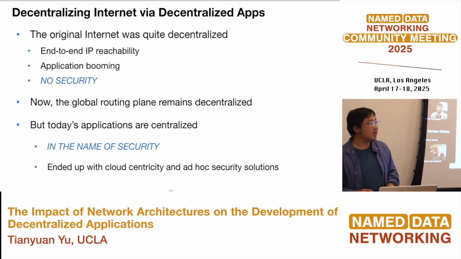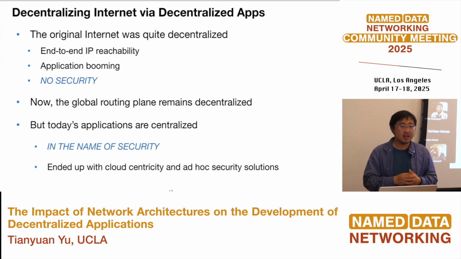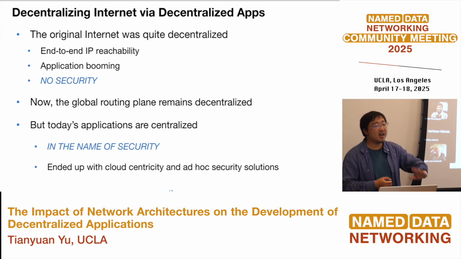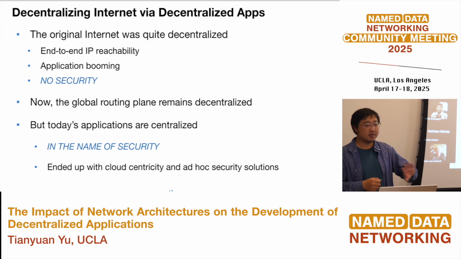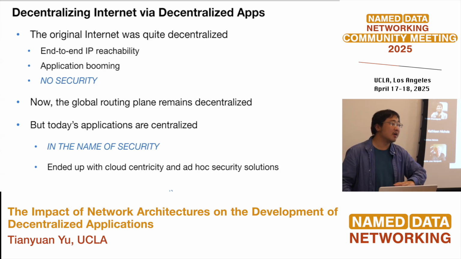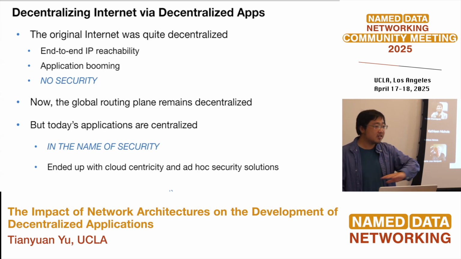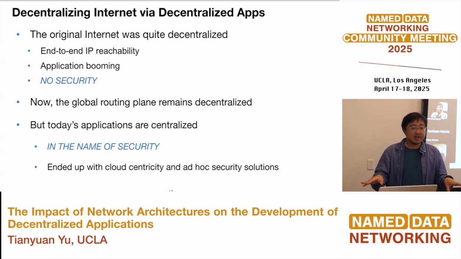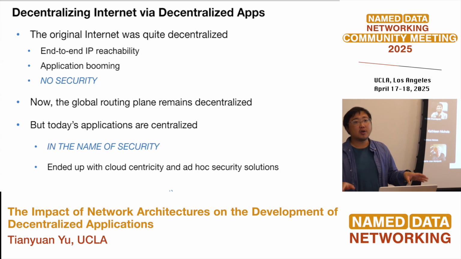So looking back, the original internet is quite decentralized. You just have end-to-end IP reachability. The only bad thing, or one of the bad things, is it has no security at the beginning. After many years of development, you can still think that today's routing plane is still decentralized. We still have a bunch of autonomous systems, and they are not controlled by a few providers. The routing plane is still decentralized, but applications are quite centralized into some providers.